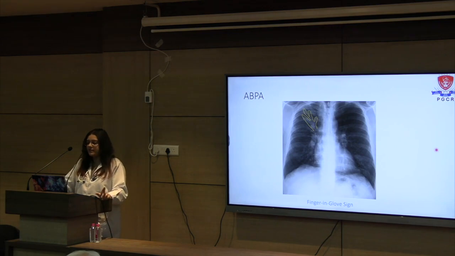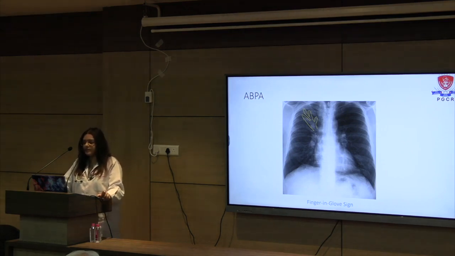The common findings of ABPA are fleeting or transient opacities that are migratory pulmonary infiltrates that change in location over time, finger and glove sign which represents mucus-filled dilated bronchi often seen in the upper lobe. There is central bronchiectasis, atelectasis due to airway obstruction due to mucus impaction. There can also be perihilar or lobar opacities due to allergic inflammation and mucus plugging.